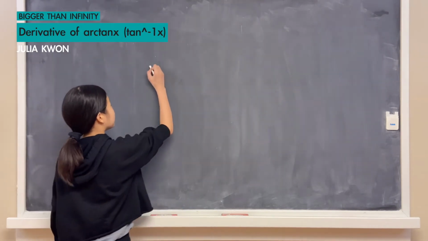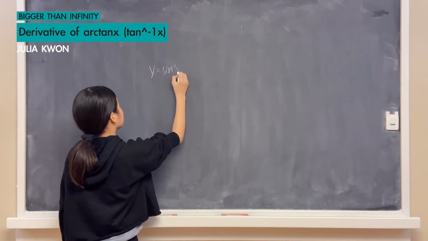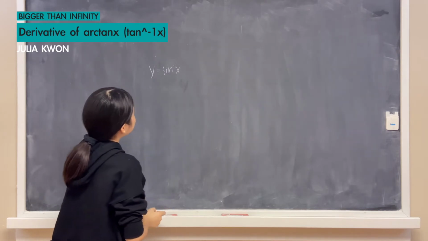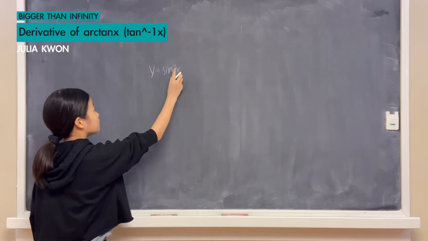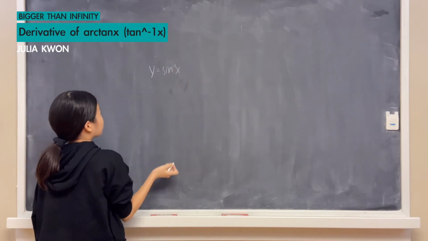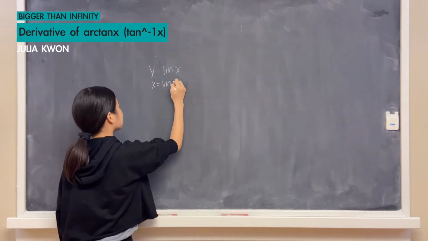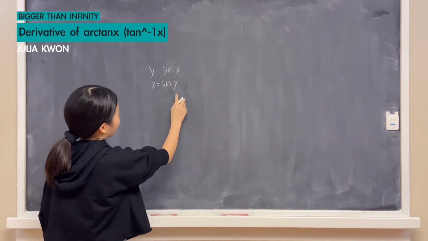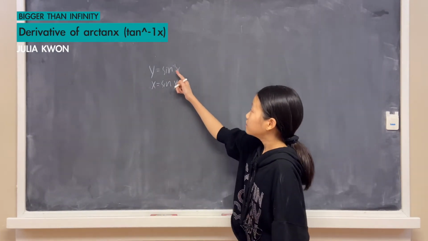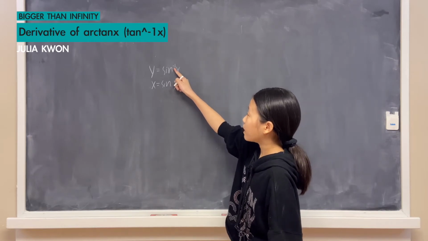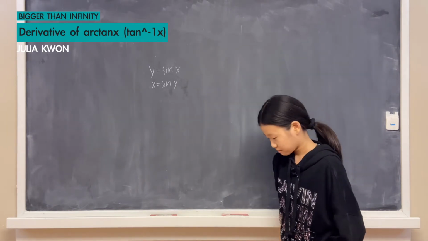So first I would like to start off with the inverse of sine x. So we have y equals the inverse of sine x here, and then if we switch these two variables, the inverse sign will just disappear. So we'll have x equals sine y, and I would like to explain to you guys why the power of negative 1 disappears if we change the variables.